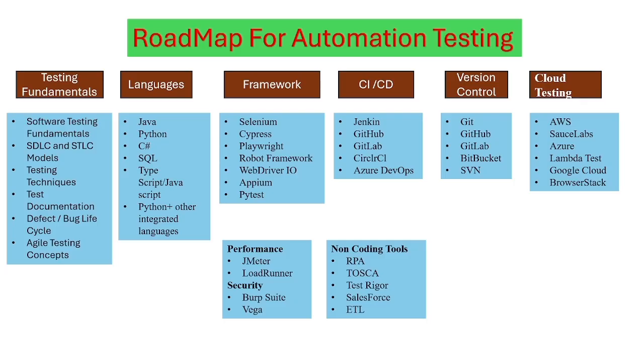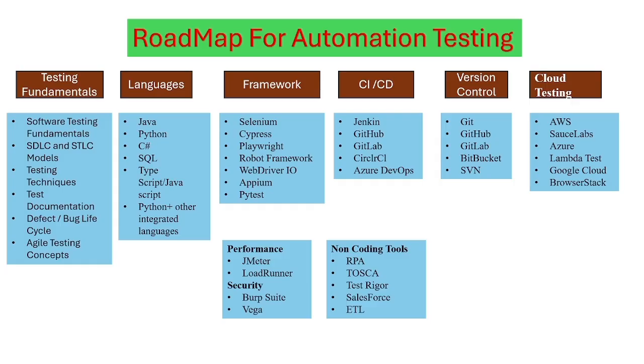What is software testing? What is manual testing? What is automation testing? Why should we do testing? And what are the advantages and disadvantages? We should learn everything. Verification, validation, what is quality control? What is quality assurance? SDLC and STLC. SDLC is the software development life cycle and STLC is the software testing life cycle.